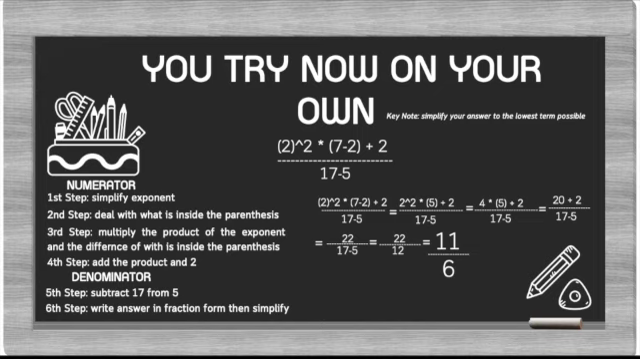So you start off with the problem given to you. And then the first thing I would do, I will simplify what's inside the parentheses. So 7 minus 2 will give you 5. And then from there, I simplified the exponent 2 squared, which equals 4. So I will then take the product of 2 squared, which is 4, and multiply it times 5, which will give me 20. And then I will add 20 plus 2, and that will give me 22. For the denominator, I just simply subtract 17 from 5, which gives me 12.